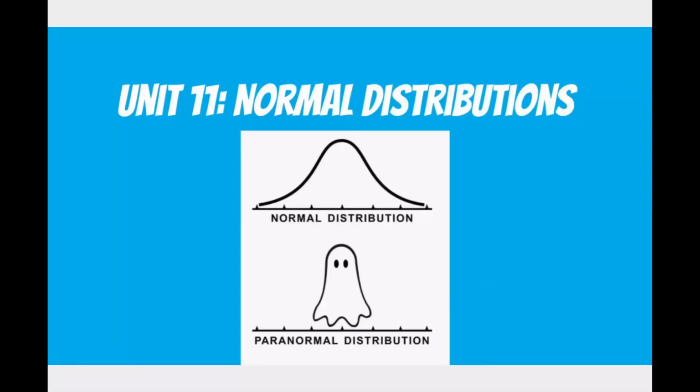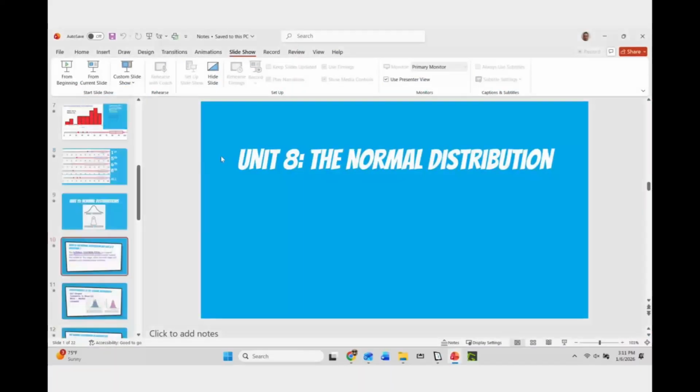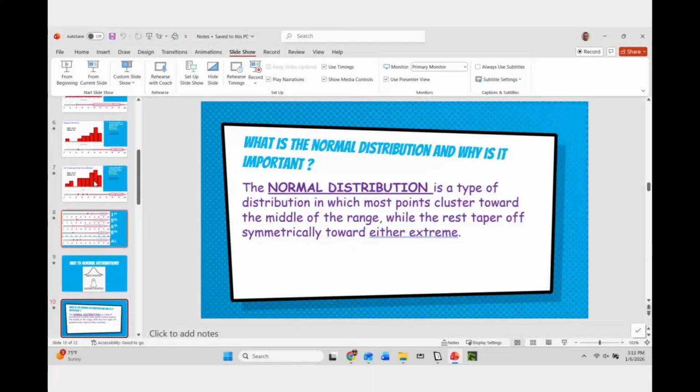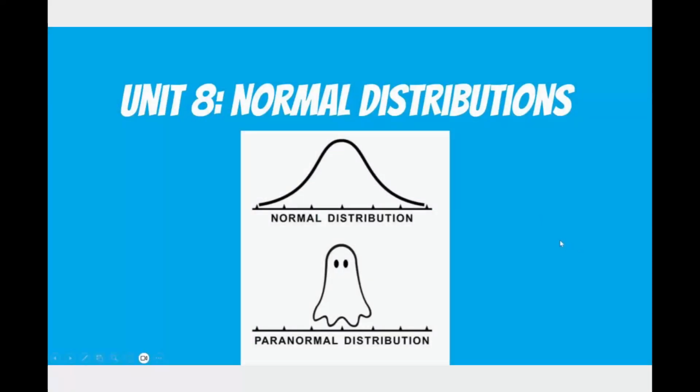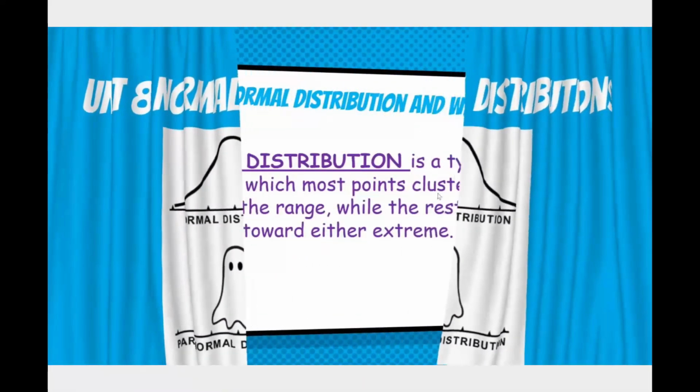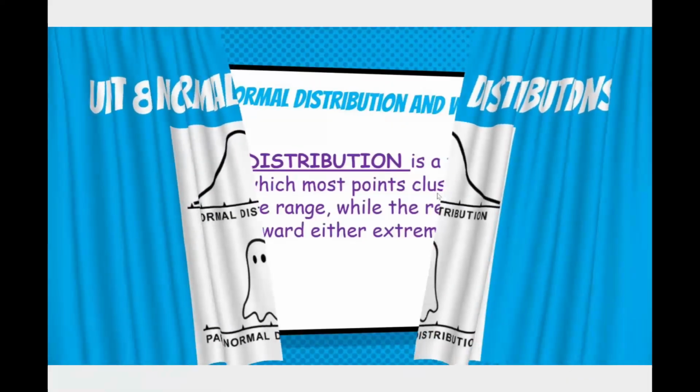But today, that should say unit, not 11. Hold on one sec. Let me change this while I'm here, so don't forget. I found this little thing, and I was like, "Oh, that's cute. That's the paranormal distribution." Too bad we don't do this during October.